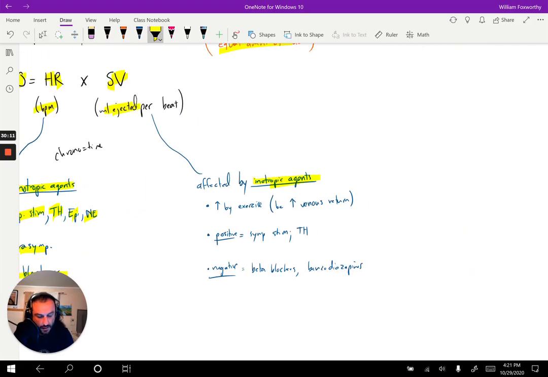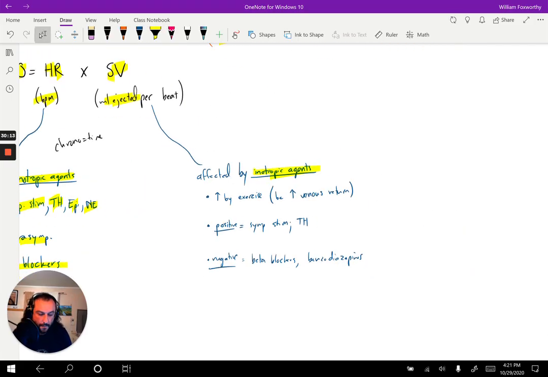Inotropic agents affect the stroke volume, and so one way you can change your stroke volume is by exercising. When you exercise, that increases your venous return, because as we'll talk about, one of the primary things that moves blood through your veins is contraction of the surrounding skeletal muscle. So if you fill up your heart with more blood, you're going to eject more blood.